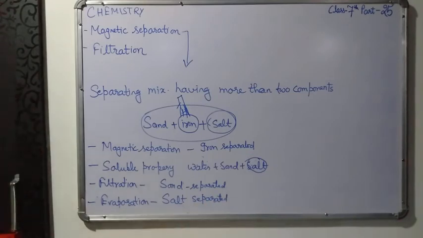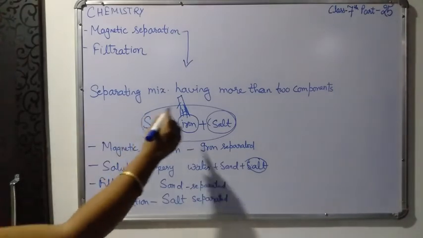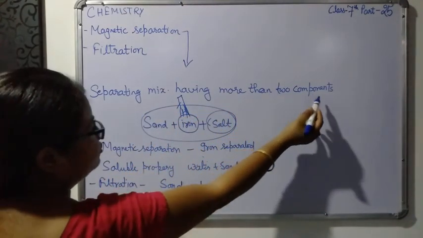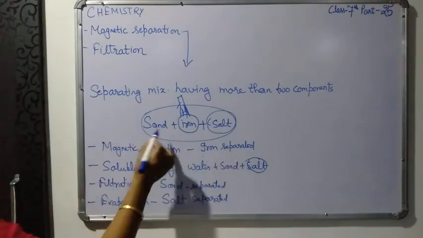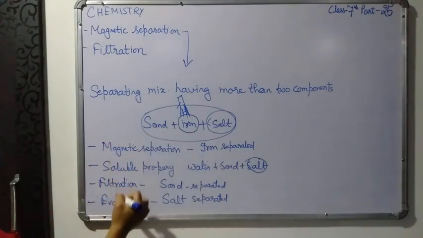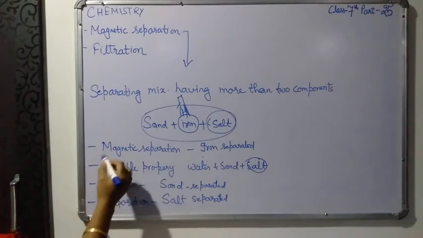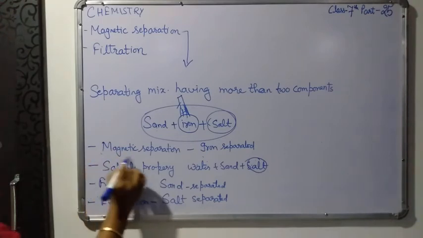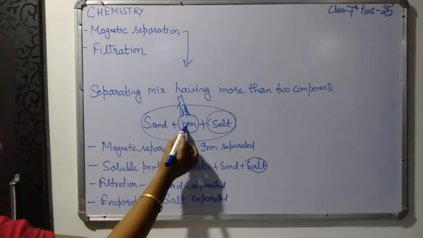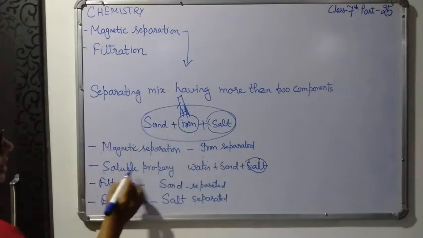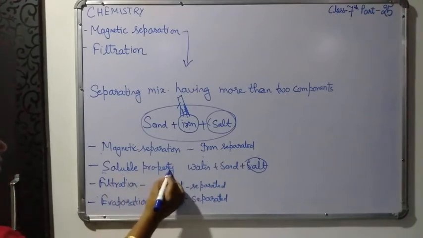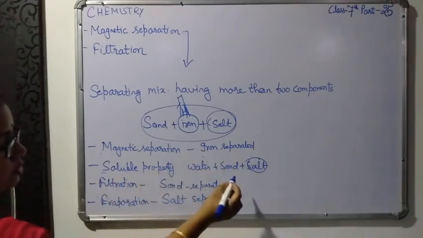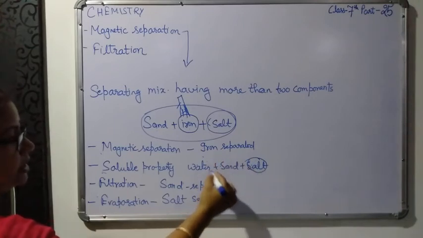So now we have seen that more than two components were there. Three components were there: sand, iron and salt. And see how many methods we have used: four methods. The first is magnetic separation for separating the iron. Then we used the soluble property of common salt, because we know that salt dissolves completely in water.